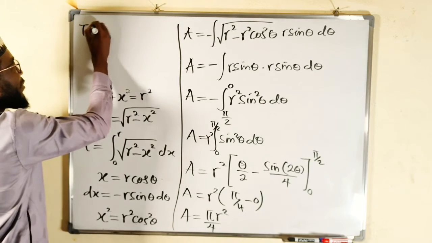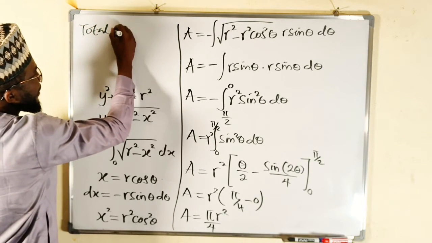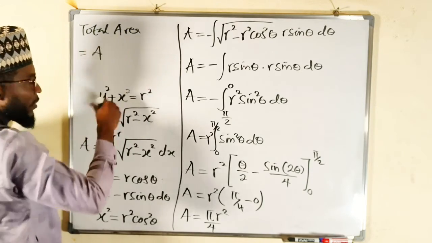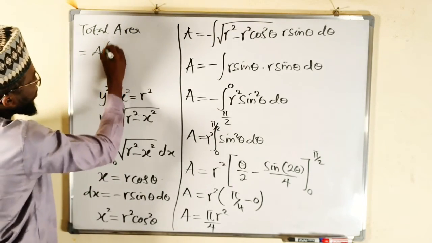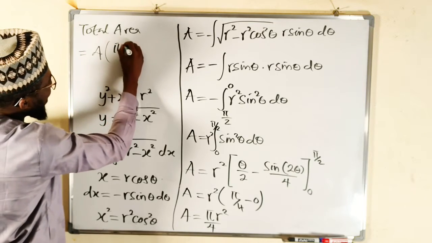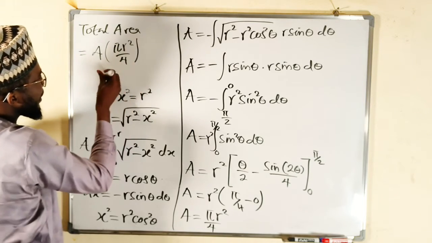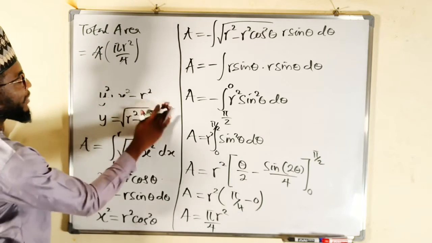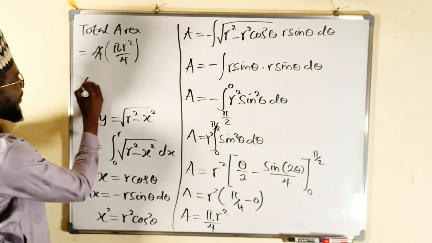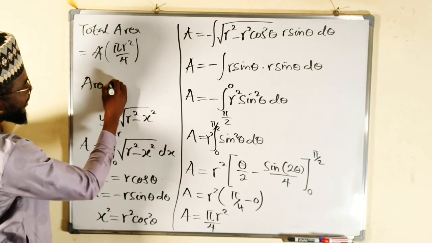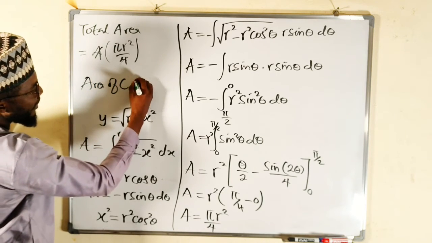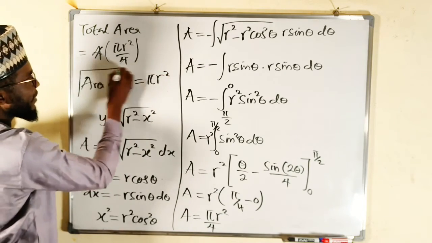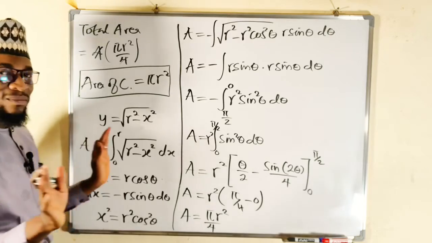Now the total area, let me call it total area, is equal to 4 quadrants multiplied by pi r squared divided by 4. And this will cancel this, leaving only what? Pi r squared. And finally, our area of the circle is equal to pi r squared. You see that? As simple as that.